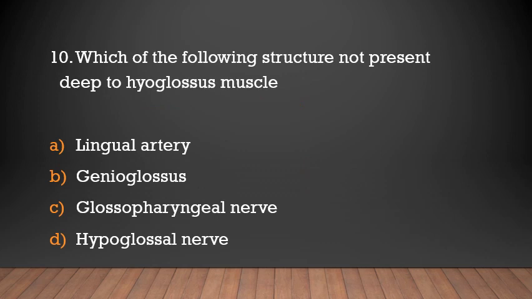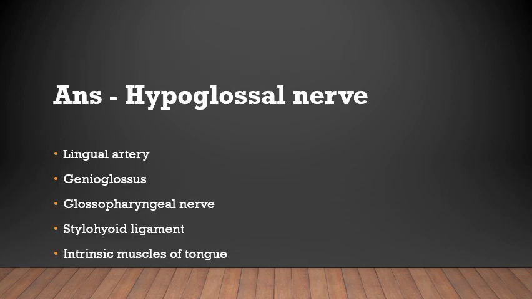Which of the following structure is not present deep to hyoglossus muscle? Lingual artery, genioglossus, glossopharyngeal nerve, hypoglossal nerve. Hypoglossal nerve. Structures present deep to hyoglossus muscle are lingual artery, genioglossus, glossopharyngeal nerve, stylohyoid ligament, intrinsic muscles of tongue.